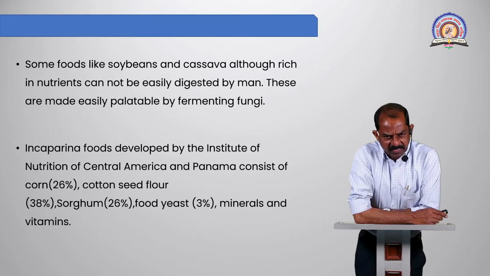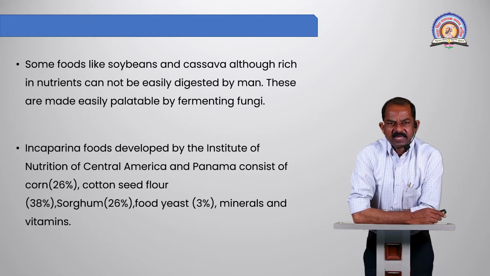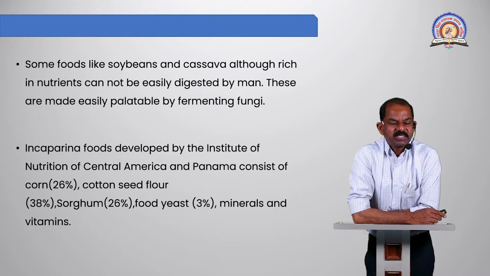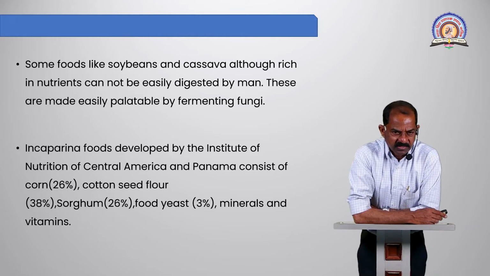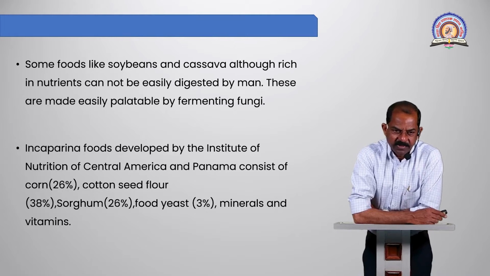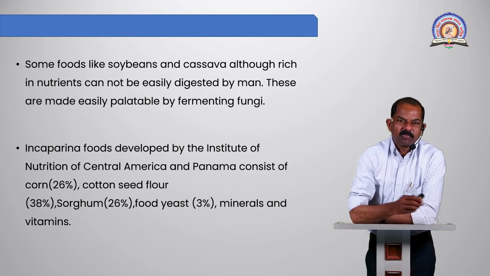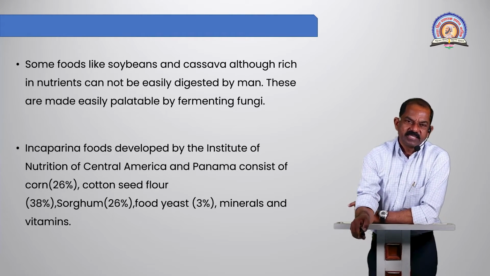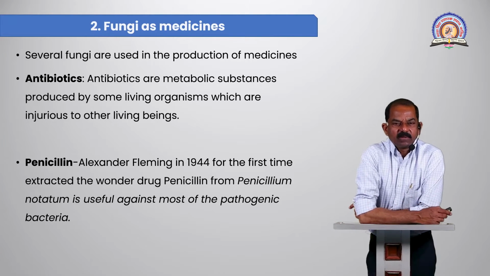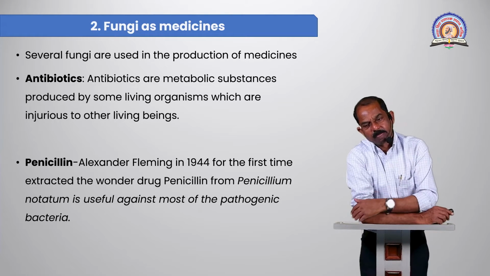Then we will again say the Incaparina foods developed by the Institute of Nutrition of Central America and Panama consist of corn 26%, cottonseed flour 38%, sorghum 26%, food yeast and 3% mineral, and the vitamins are obtained with the help of fermenting it with the help of fungi.